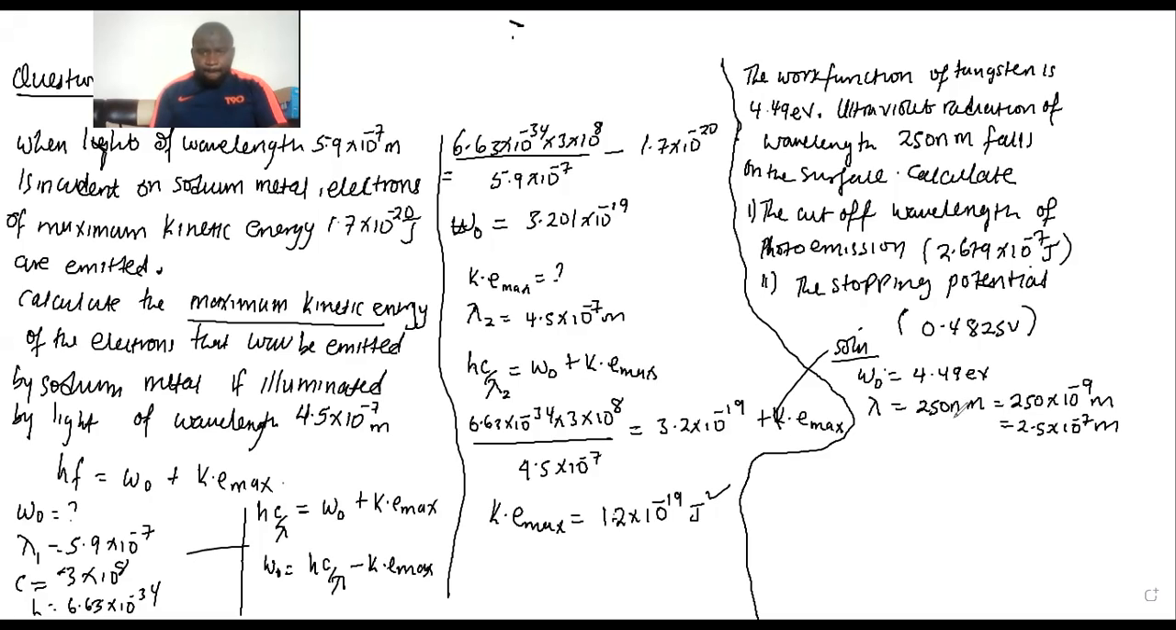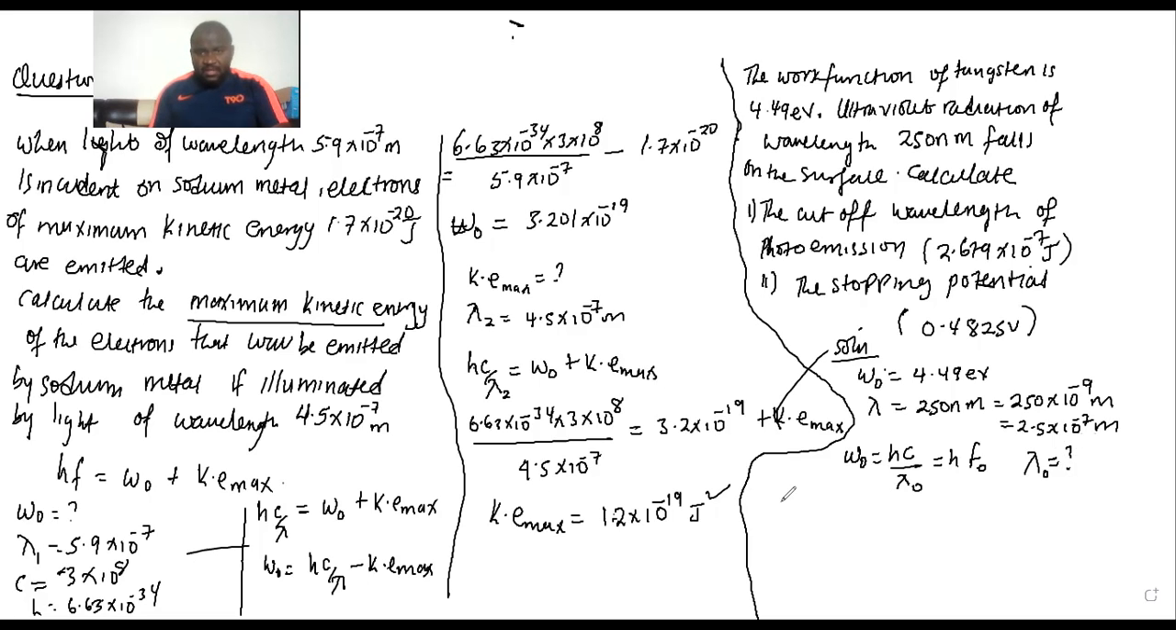Then can you check the cutoff wavelength? Cutoff wavelength is got from work function. Remember, the work function is hc over lambda, which is the same as h f naught. So if this is f naught, then this one also will be lambda naught. So lambda naught is what we are looking for, what we can call our cutoff wavelength.